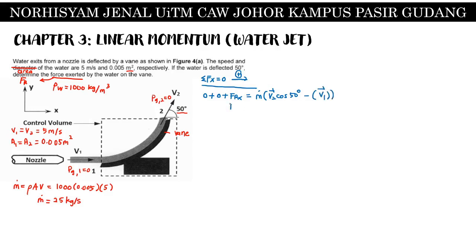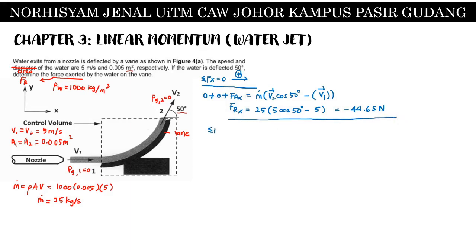If you put in the numbers, Frx is equal to mass flow rate 25, times V2, which is 5 cos 50, minus 5. So the answer for Frx should be equal to negative 44.65 Newton.